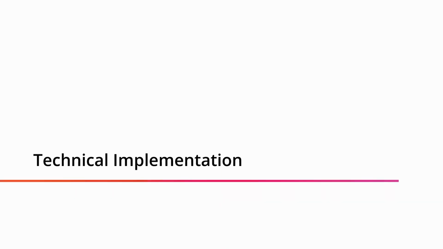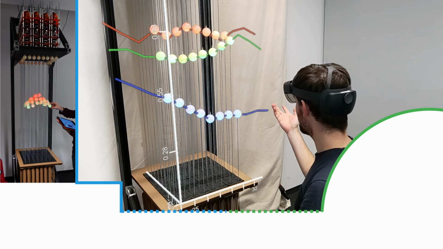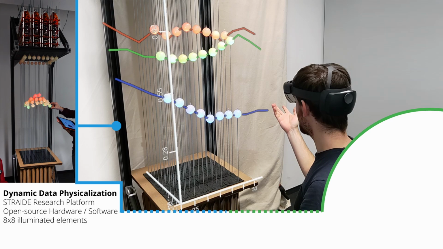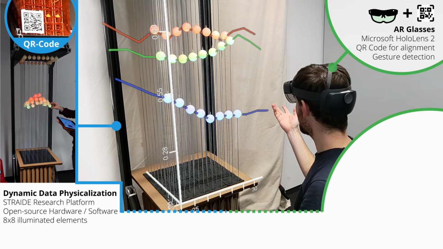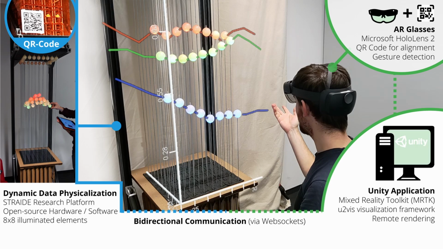To demonstrate our concept, we combine a string-based mid-air display called Straight with the Microsoft HoloLens 2. We use QR code tracking for real-world alignment and WebSockets for communication. A Unity application with MRTK and UTVS creates the virtual overlays and controls the dynamic data sculpture remotely.